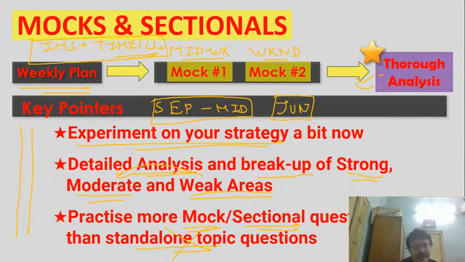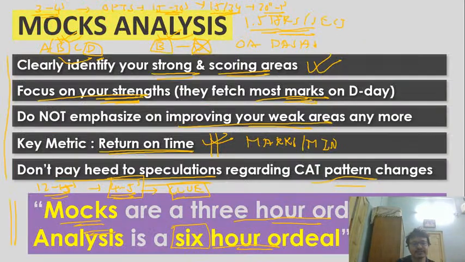In the initial period, experiment with your strategy a little bit. Later on, no more. Just make sure that you're identifying your strong and weak areas and proceeding. Practice more on mock and sectional questions than standalone topic questions. When CAT is nearby, September onwards, forget your weak areas. Don't emphasize them anymore. In the initial couple of days, yes, you can try and improve them, but afterwards, no.